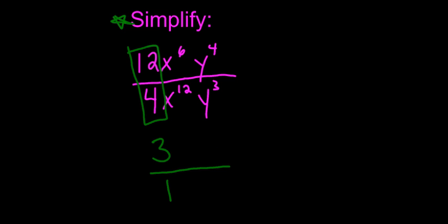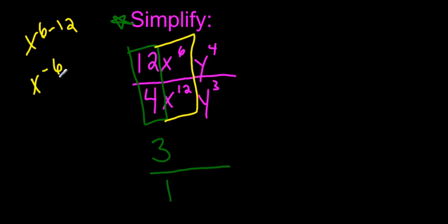The next part that I'm going to do is my x's. So I have x to the 6 divided by x to the 12. I can go to the side and remember that when I'm doing division, I'm going to subtract. So it's x to the 6 minus 12. And 6 minus 12 is negative 6. Or I could think about it as 1 over x to the 6, which would tell me that my 1 would go on top and my x to the 6 would go on the bottom.